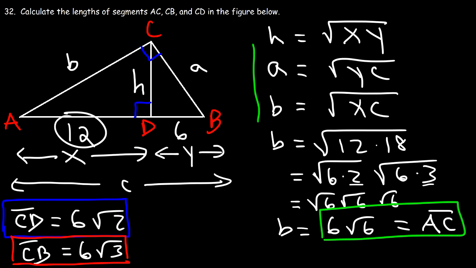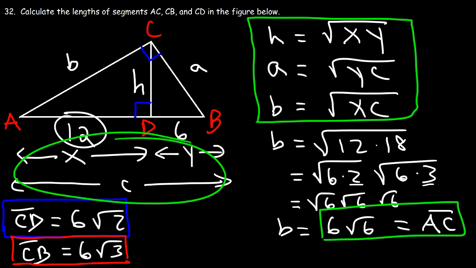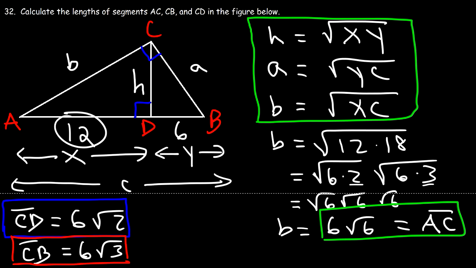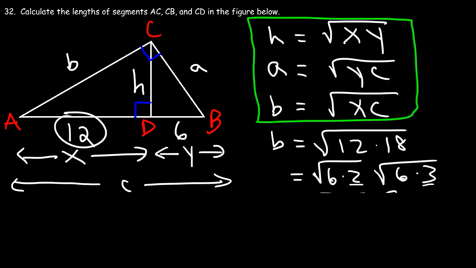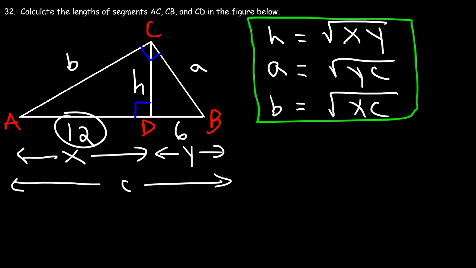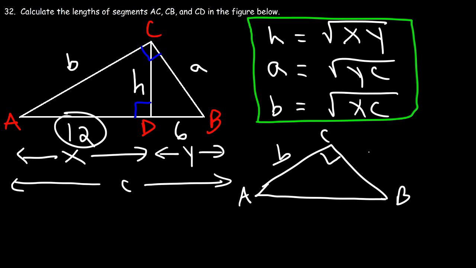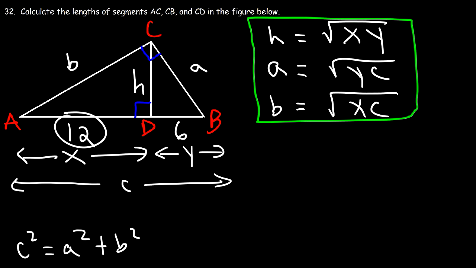So make sure you know that these three formulas are basically the geometric means of these values. Now there are some other equations that are useful if you ever need them. So if you focus on the large triangle, that is triangle ACB, it's a right triangle. So therefore you can use the Pythagorean theorem. You could say that c squared is equal to a squared plus b squared. So that's another formula that you could use if you need to find a missing side.